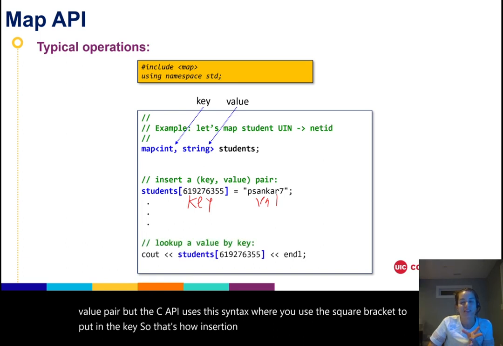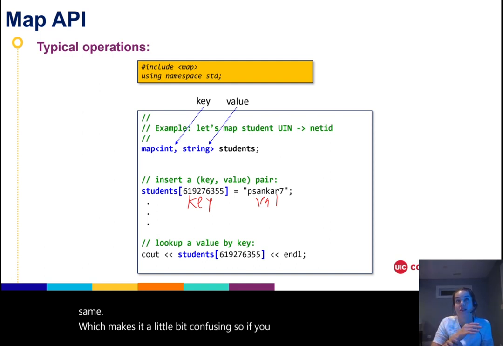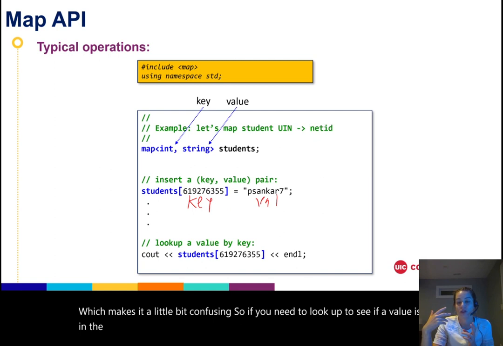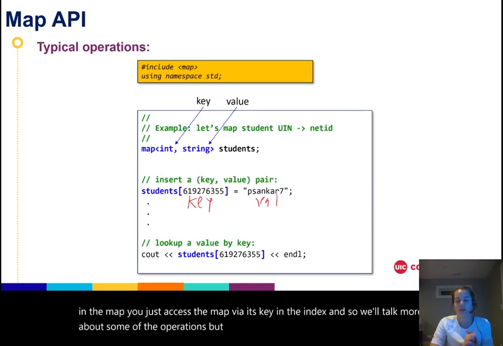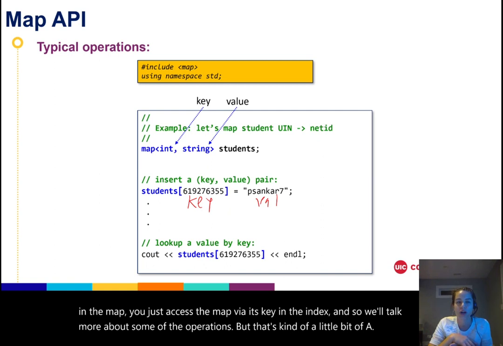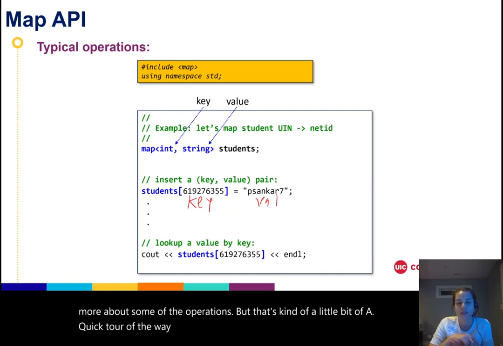And then lookup is actually the same, which makes it a little bit confusing. So if you need to look up to see if a value is in the map, you just access the map via its key in the index. And so we'll talk more about some of the operations, but that's a quick tour of the way the API works.